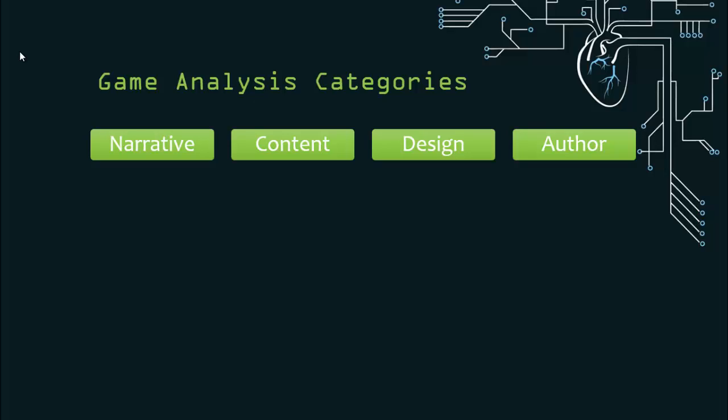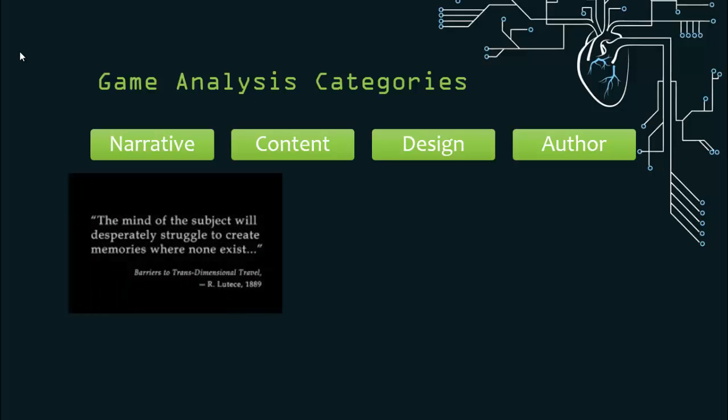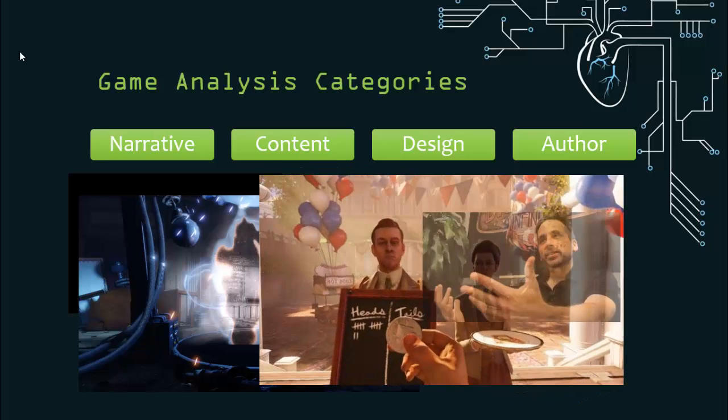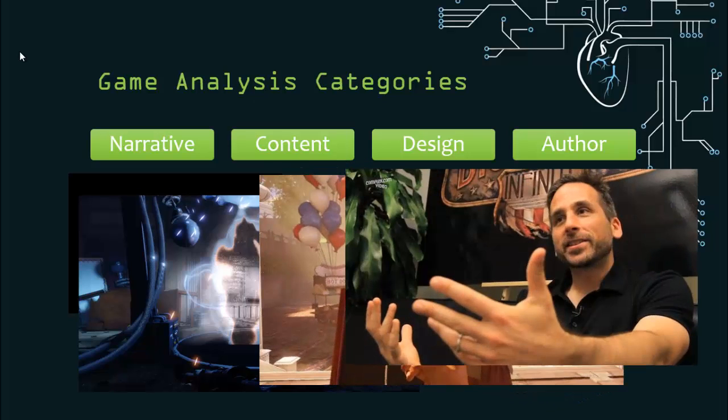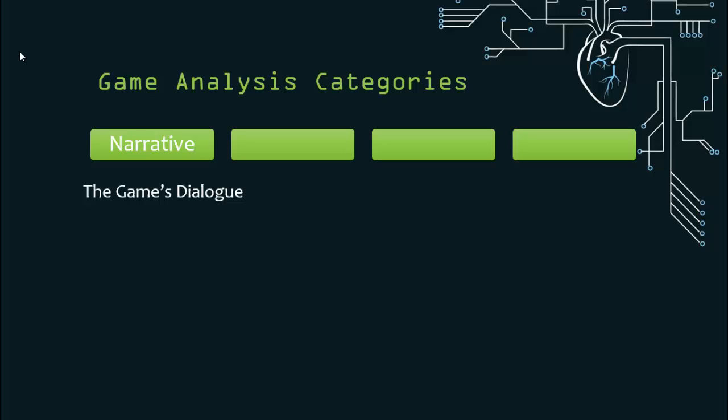In my previous video, I mentioned 4 categories you can use to perform a close reading of a video game by looking into its narrative, its authors, its design, and its content. So let's start off by discussing the narrative approach. The narrative approach is interested in the game's story.